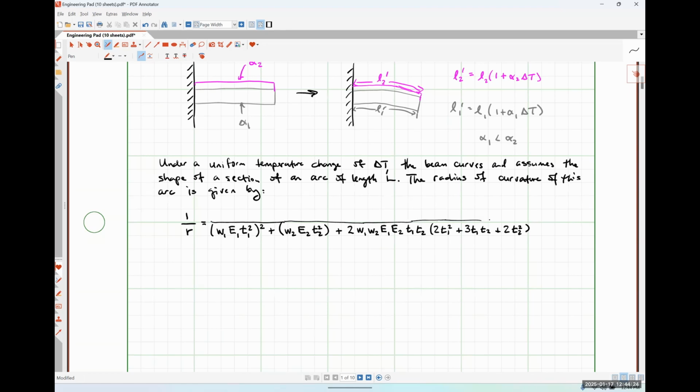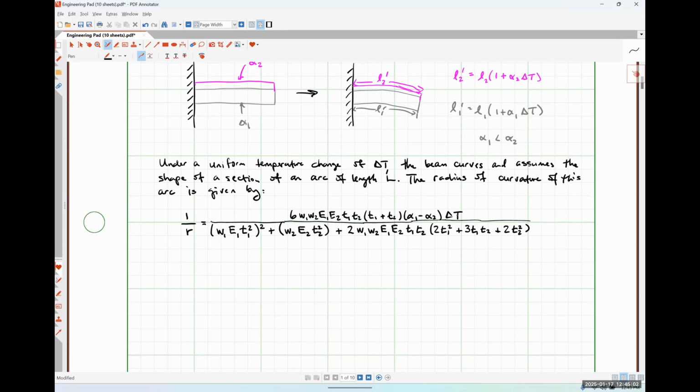Our numerator isn't quite as big and ugly, but it's pretty close. Our numerator is going to look like 6 times the width of material 1, the width of material 2, Young's modulus for material 1, Young's modulus for material 2, thickness of material 1 times thickness of material 2, multiplied by the thickness of material 1 plus the thickness of material 2, multiplied by the coefficient of thermal expansion of material 1 minus the coefficient of thermal expansion for material 2, times finally our change in temperature.